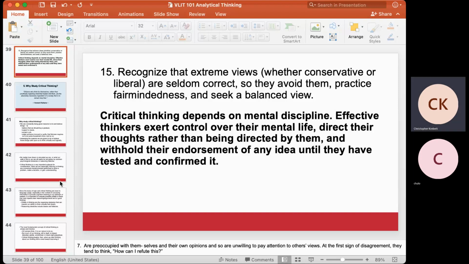Please note that critical thinking depends on mental disciplines. And so as an effective thinker, you need to exert control over your mental life. When we talk about being an analytical thinker or a critical thinker, it depends on your mind. So if you don't exert control over your mental life, you will not be able to direct your thoughts. Rather, your thoughts will be directed by the things that you are going to be endorsing hastily.